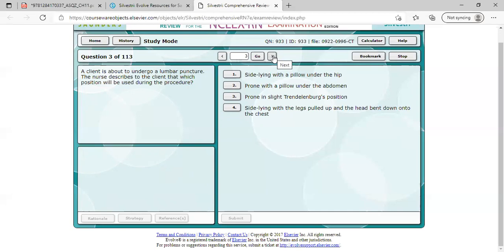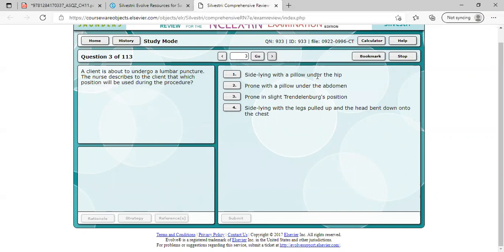The question before this, we talked about the thoracocentesis, then femoral catheterization, and this question is about the lumbar puncture. So in case of lumbar puncture, what should be the ideal position during the procedure?